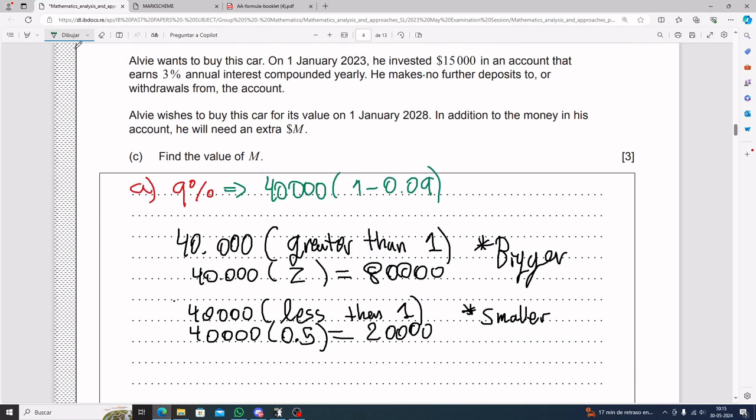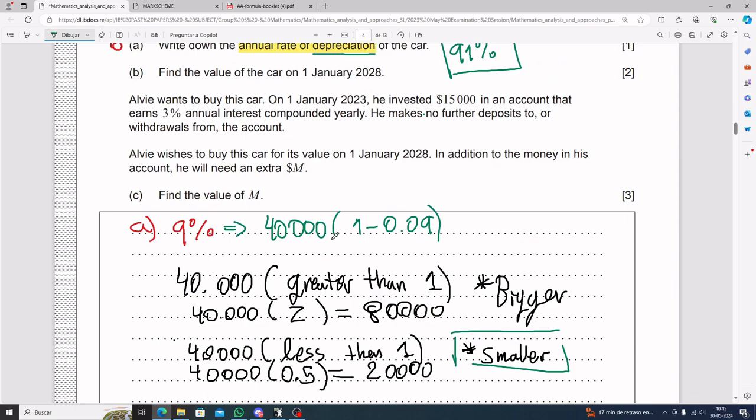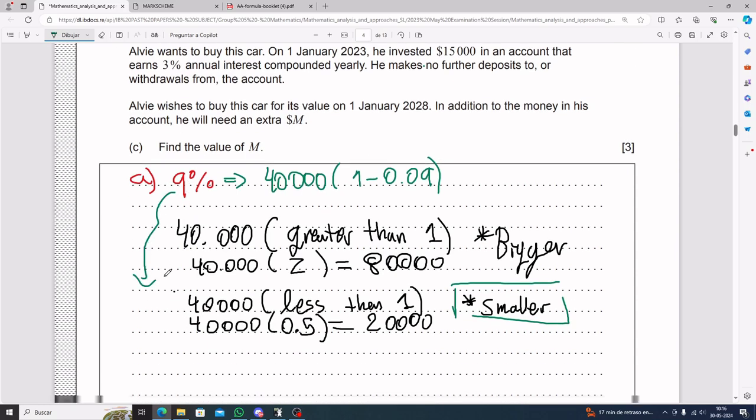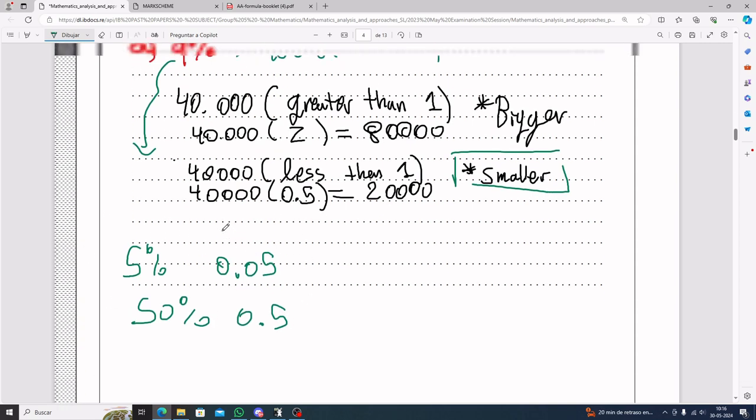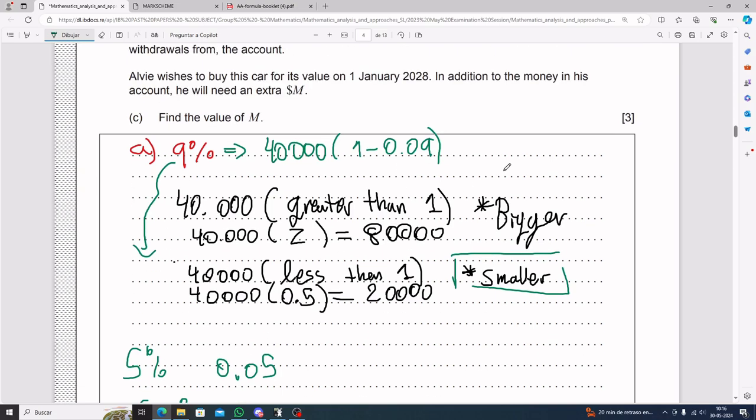Because this way, it ends up being a depreciation because now you end up with a number smaller than 1. And to make it 9%, you do it by minus 9%. Now, a percent as a decimal, you're just going to move the decimal twice. For example, 5% is just going to be 0.05. See? 50% is just going to be 0.5. Okay, so be wary of how that works, right? So 9% is going to be 0.09.